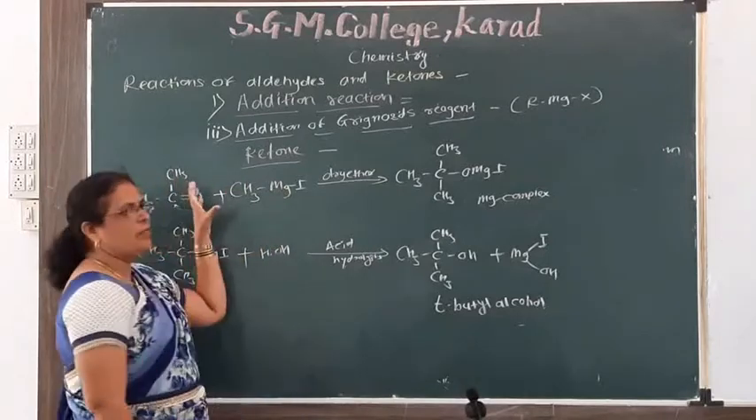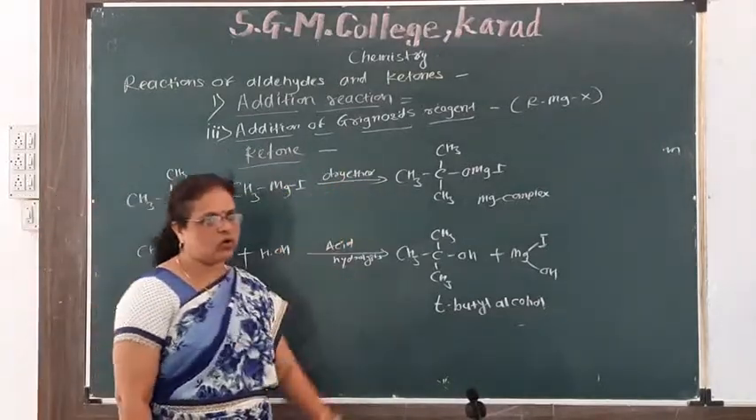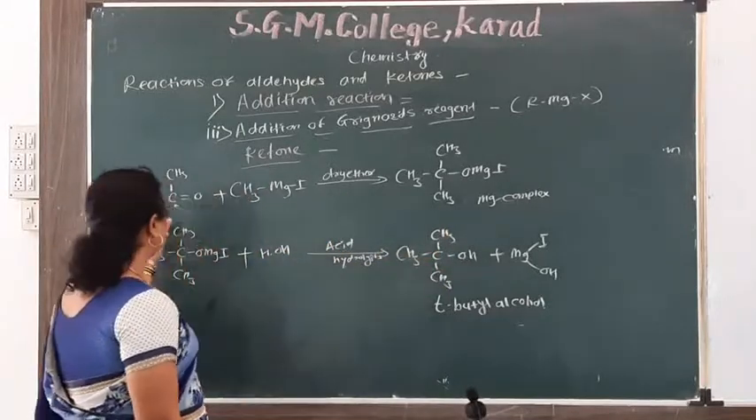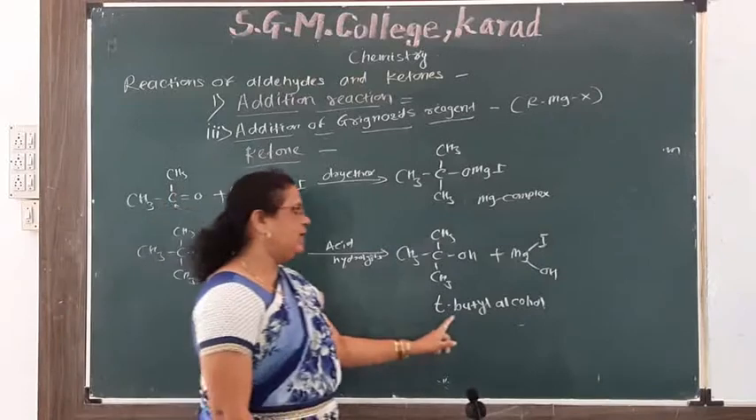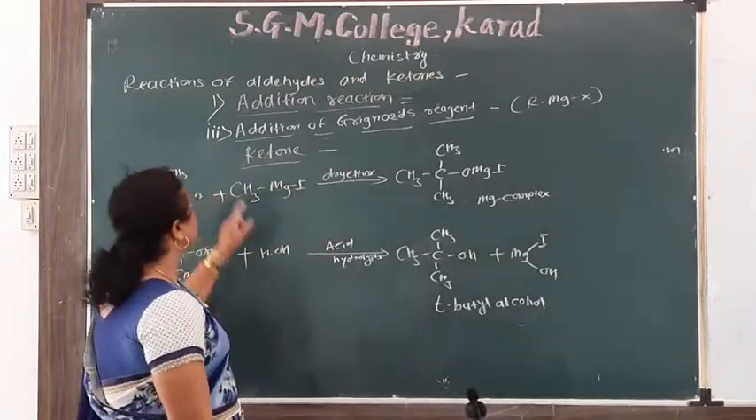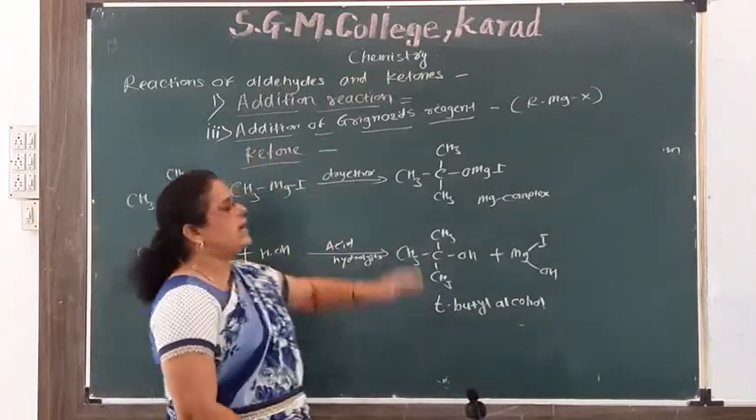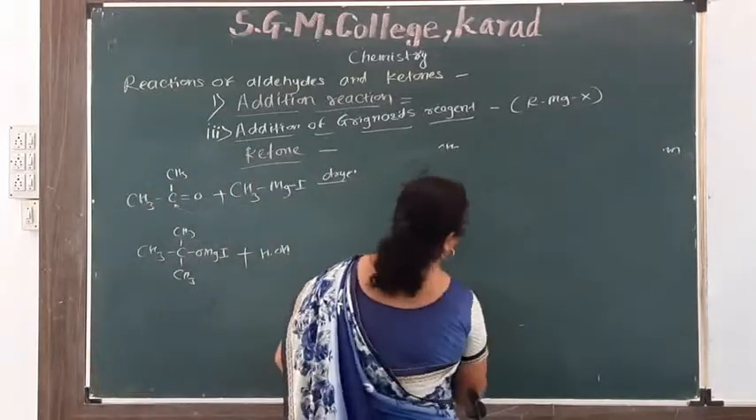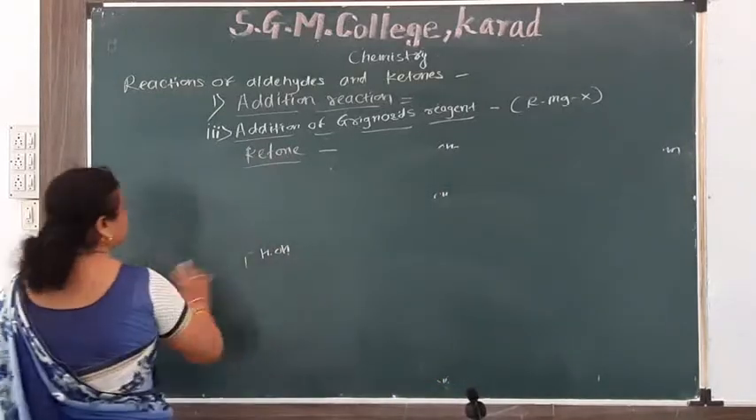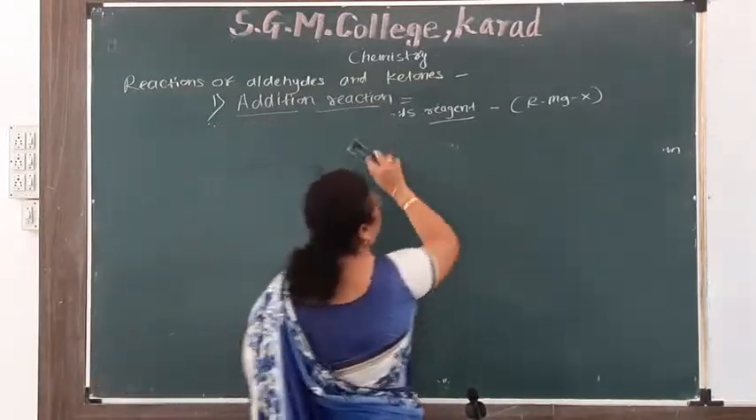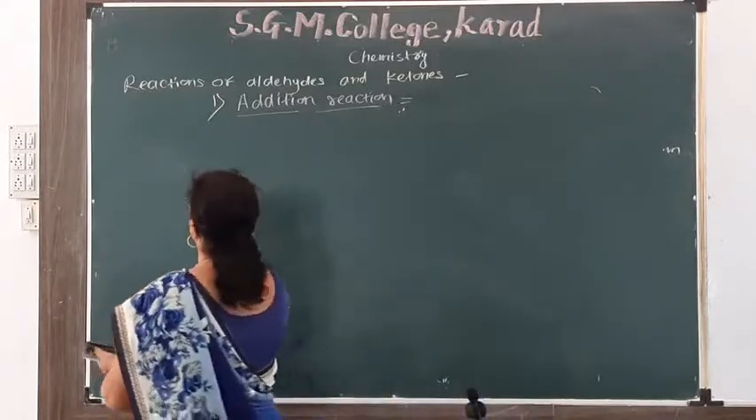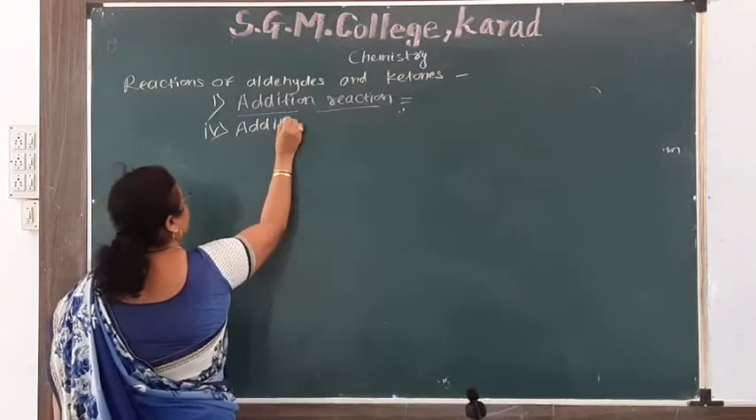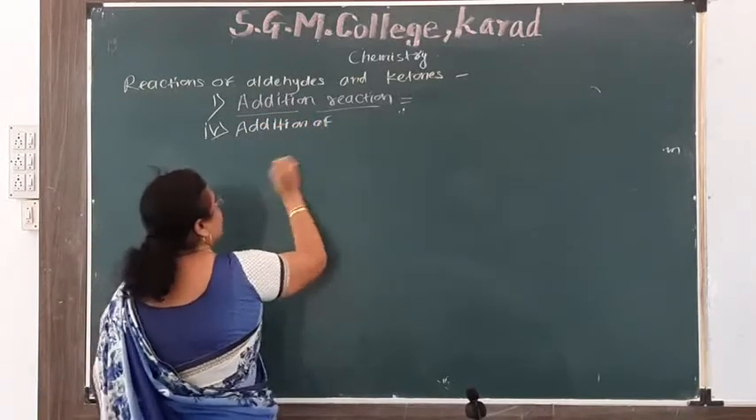Means in case of formaldehyde we get ethyl alcohol, in case of acetaldehyde we get here isopropyl alcohol, in case of acetone we get here tertiary butyl alcohol. This is the third addition reaction, that is addition of Grignard's reagent. Then next, fourth reaction, is addition of alcohol.